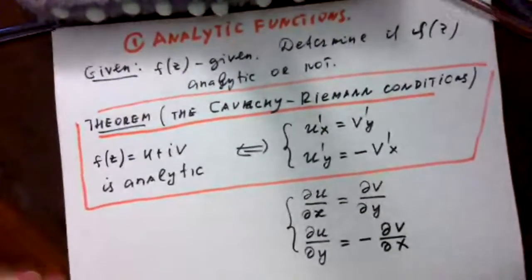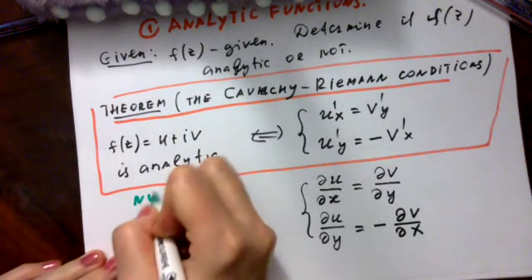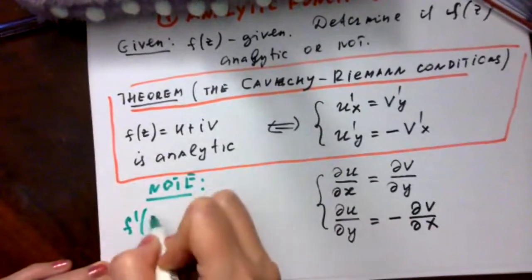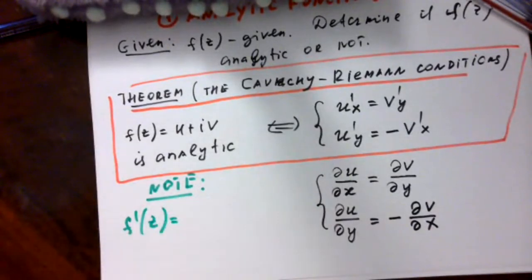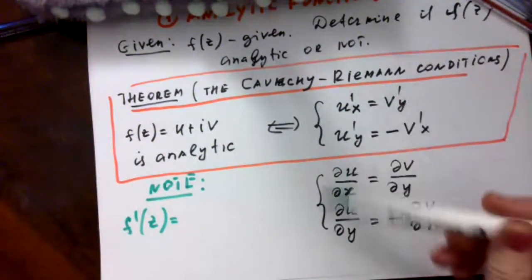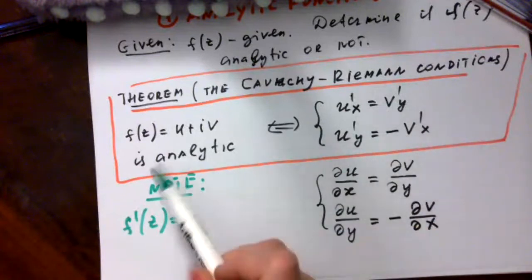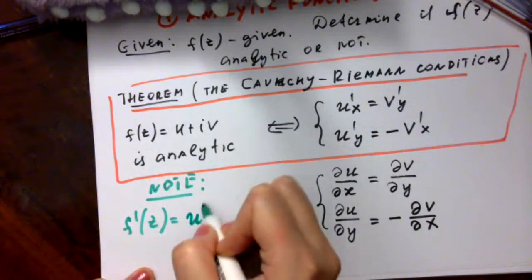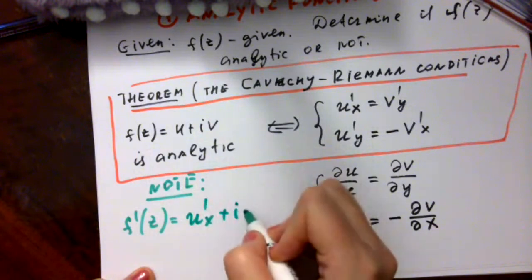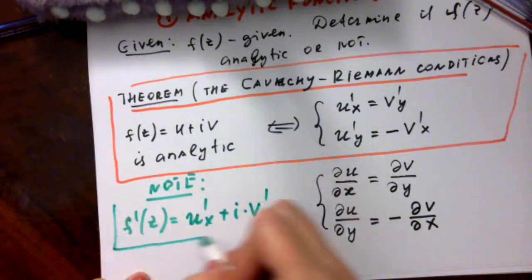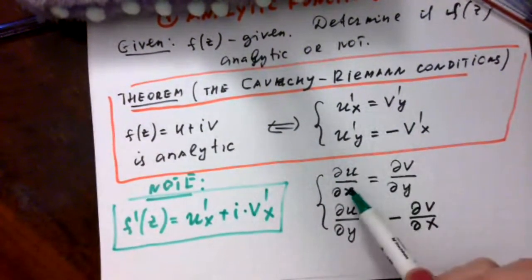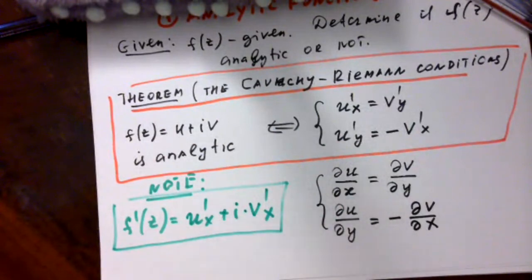And you know what? Let's write a note in this very page. Sometimes you are also asked to find the derivative of the analytic function. It turns out the derivative exists only for analytic functions. That is why you need to explore if it's analytic or not first. But if it turns out the function is analytic, it means that it's differentiable and you can find a derivative. And the formula for the derivative is like this: u prime x plus i v prime x. So you should substitute these expressions for partial derivatives here, and that's it. This is going to be your derivative.